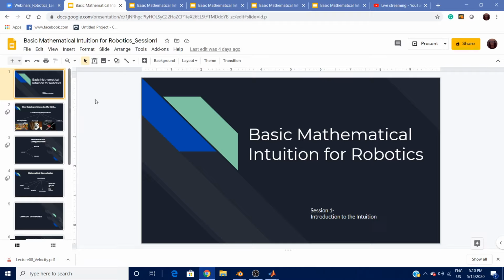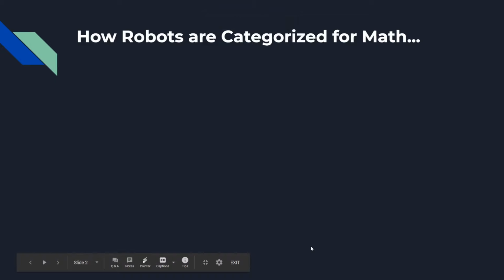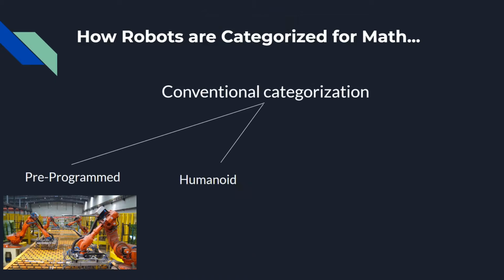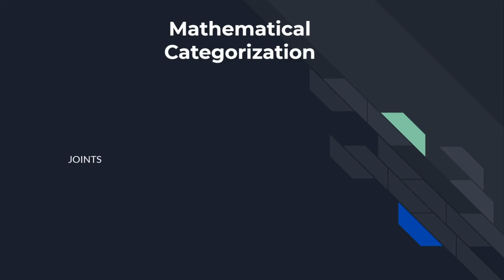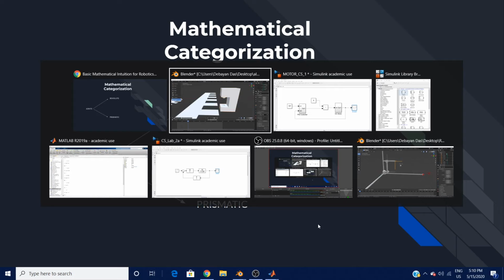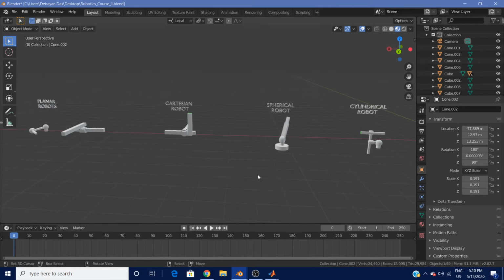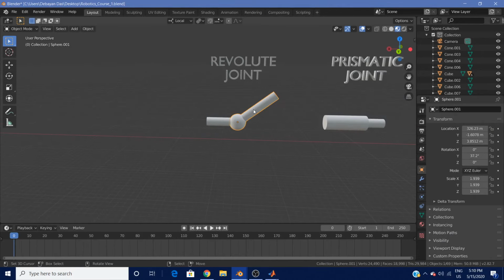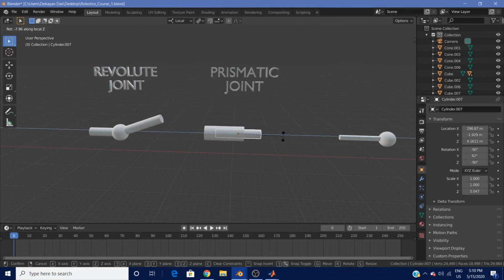So we started off our first session talking about the categorizations of robots and how they're generally categorized conventionally. But we saw that for robots, we couldn't categorize them conventionally, and we had to have a new method of categorization, which would be based on the joints, which could be revolute or prismatic. The revolute or prismatic joints we saw looked like this. We had a revolute joint which could move about only one axis. We had a prismatic joint which could only move along one axis.